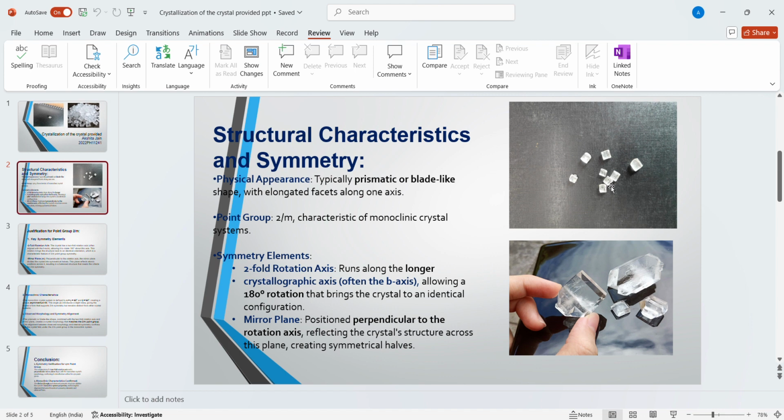Symmetry elements. The two-fold rotation axis runs along the longer crystallographic axis, often the b axis, allowing a 180-degree rotation that brings the crystal to an identical configuration. The mirror plane is positioned perpendicular to the rotation axis, reflecting the crystal's structure across this plane and creating symmetrical halves.